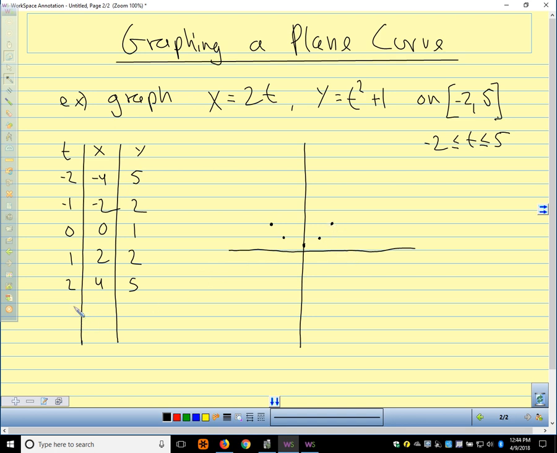And I'm just going to jump ahead here so that we could keep going. So I need to go all the way to 5. When t is 5, x is 10, and y is 26. So we get a point here. So my graph is going to look like this. And as t increases, we move from left to right.